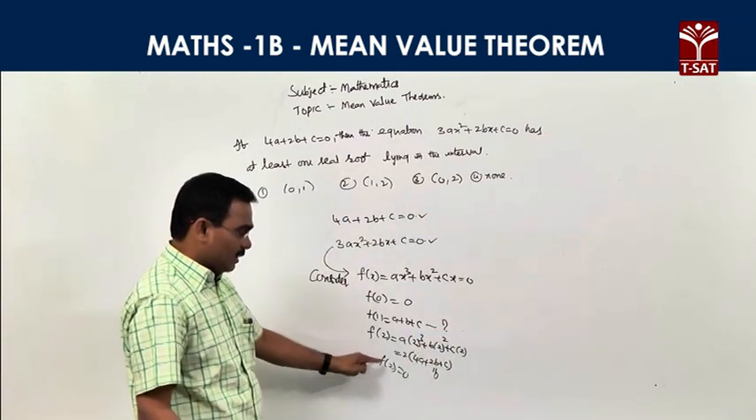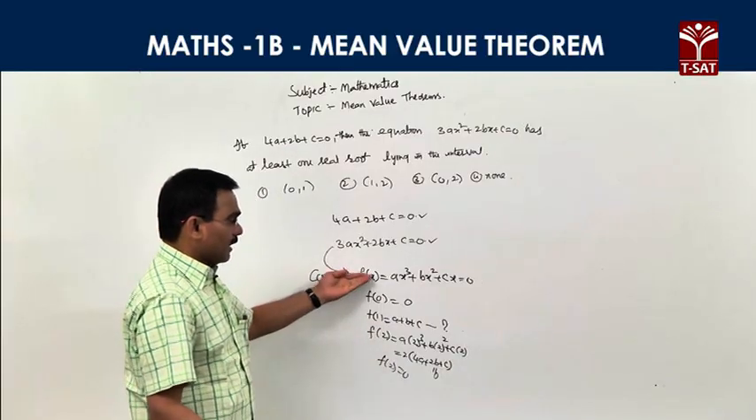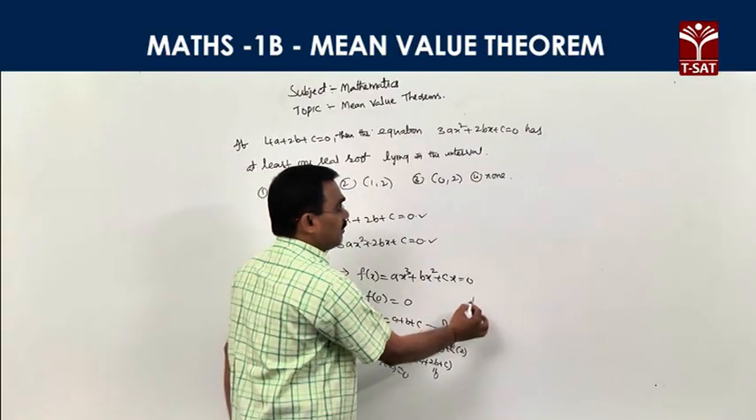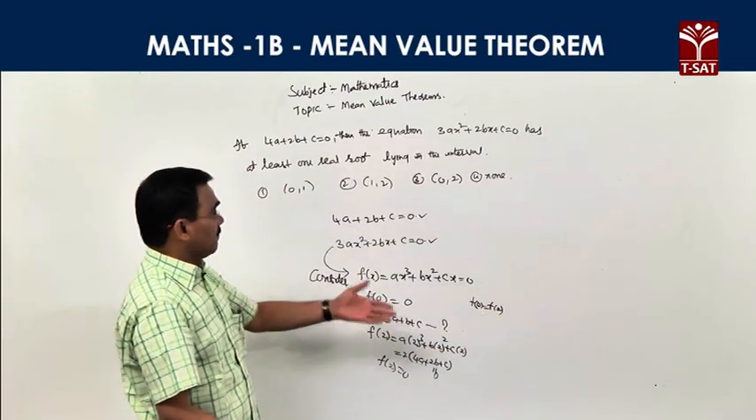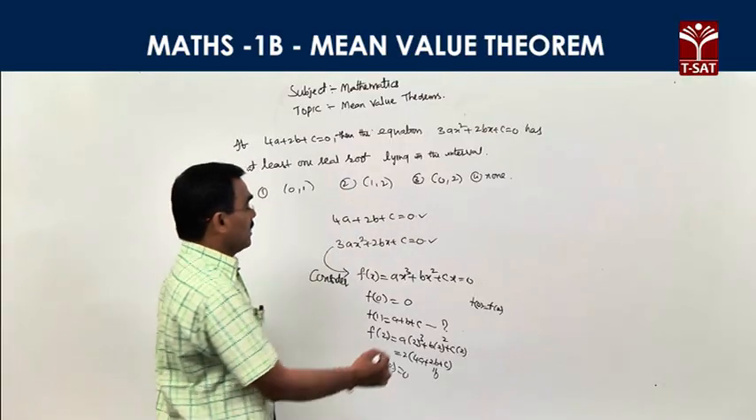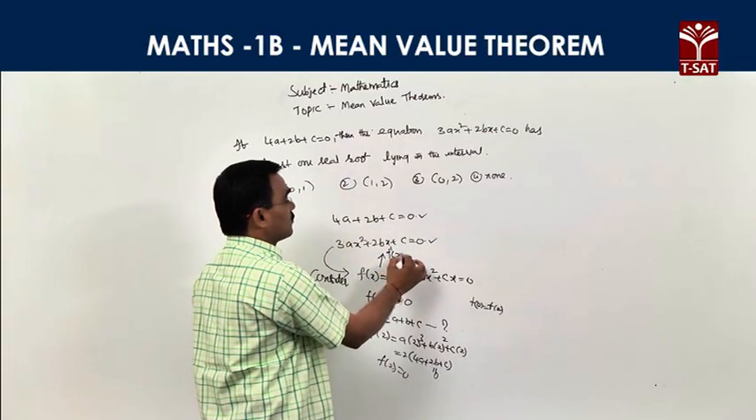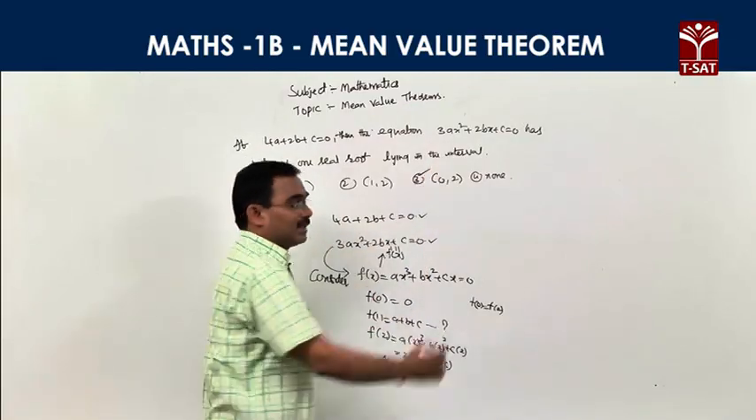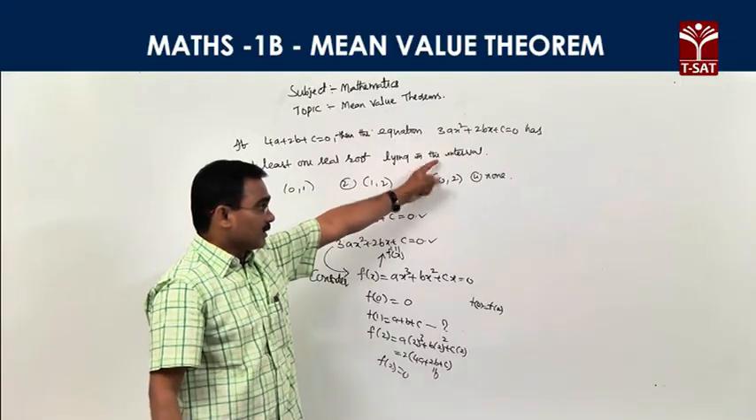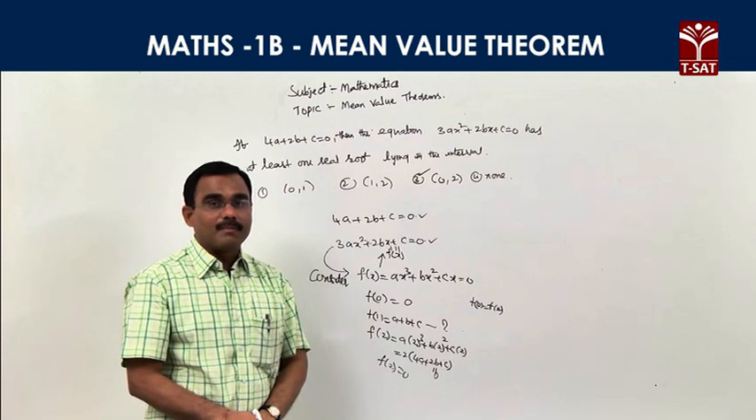So f of 0 is equal to f of 2, and f is continuous and differentiable. So according to Rolle's theorem, at least one root of the equation f dash x equal to 0 exists in the interval closed 0 comma 2. Therefore the given equation has at least one root in the interval open 0 comma 2.